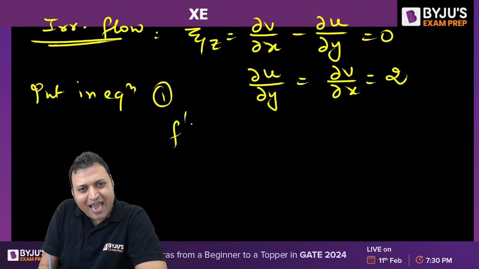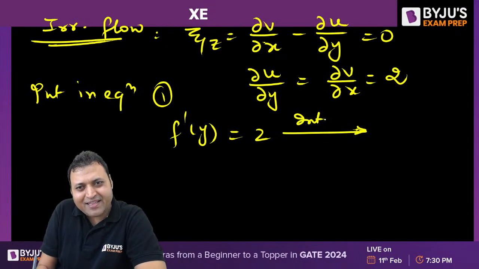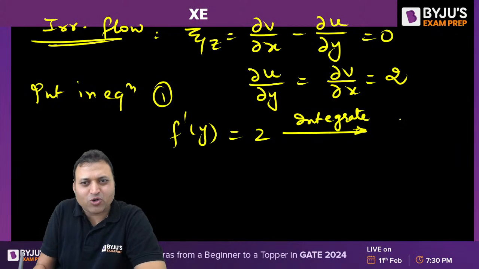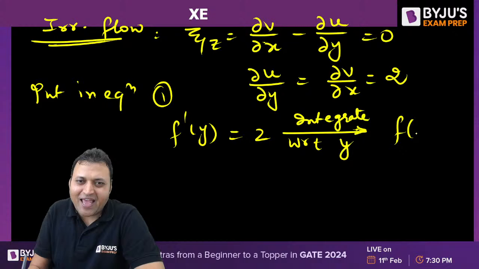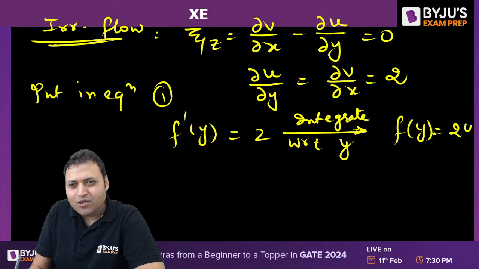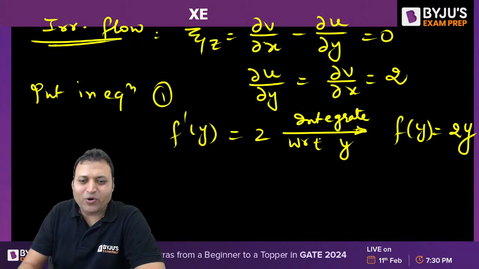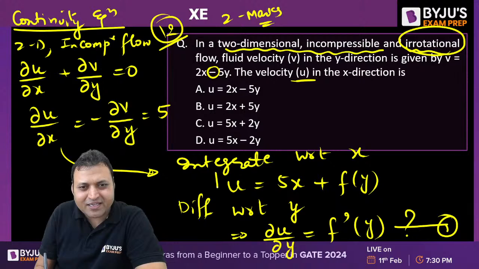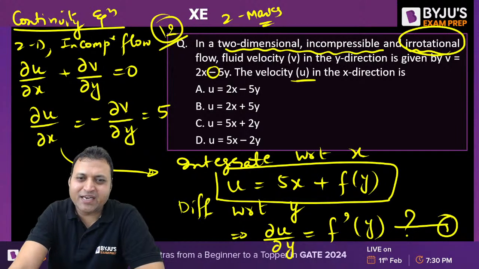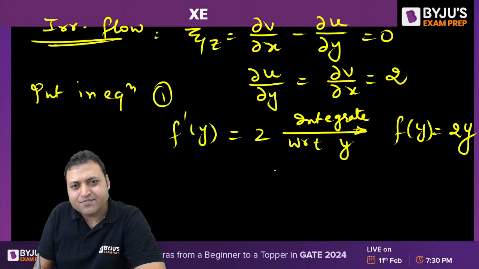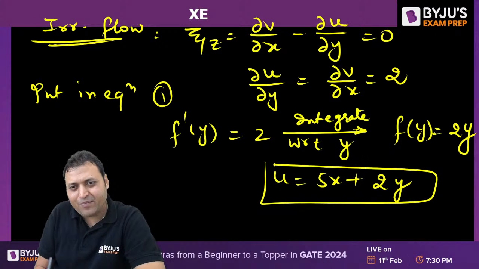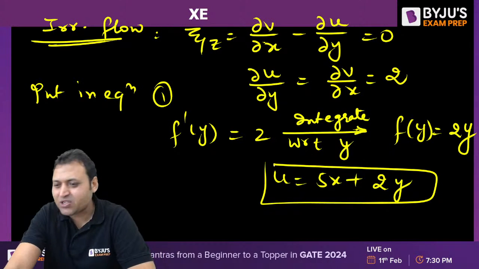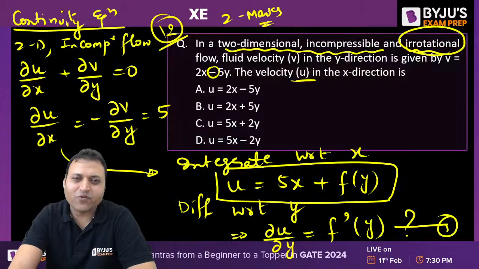Then we can say f dash y is equal to 2. If we integrate this with respect to y, then fi will be equal to 2y. So put in the earlier equation, this is our expression. So u is equal to 5x plus 2y, isn't it? So u is equal to 5x plus 2y will be the answer.